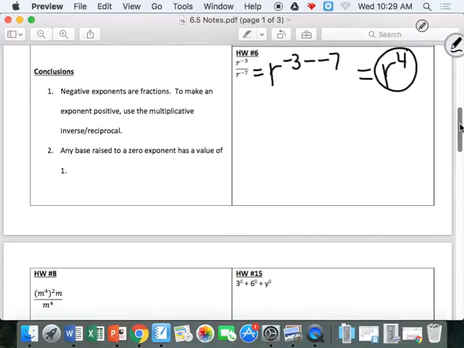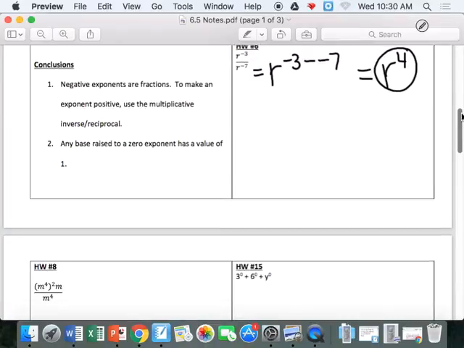So I personally don't worry about the negatives until I get the answer, and then if it's negative, then yeah, I'm going to flip it and make it a fraction. Okay? So do the rules that you learned the other day first, and then we'll go from there. All right, so let's look at number 8 down here. Next page.